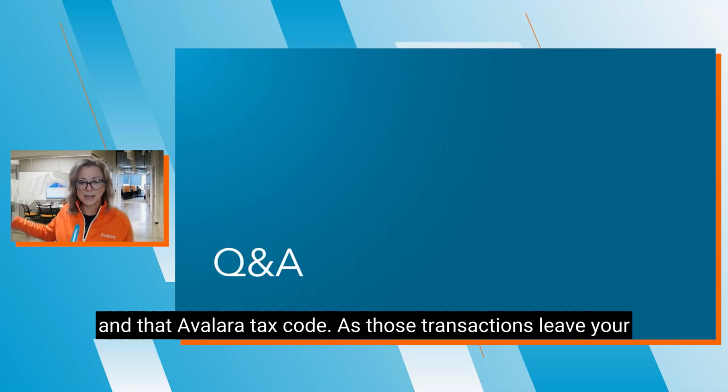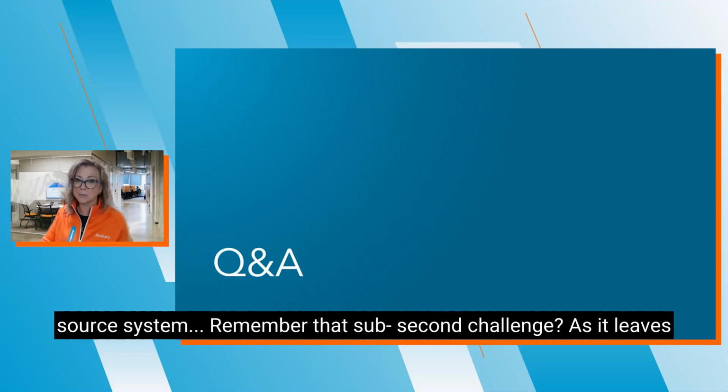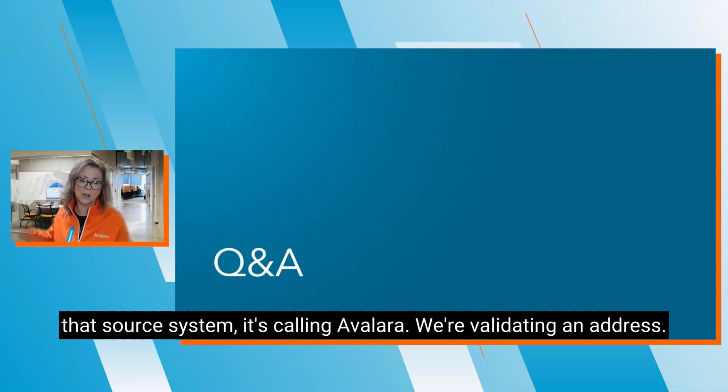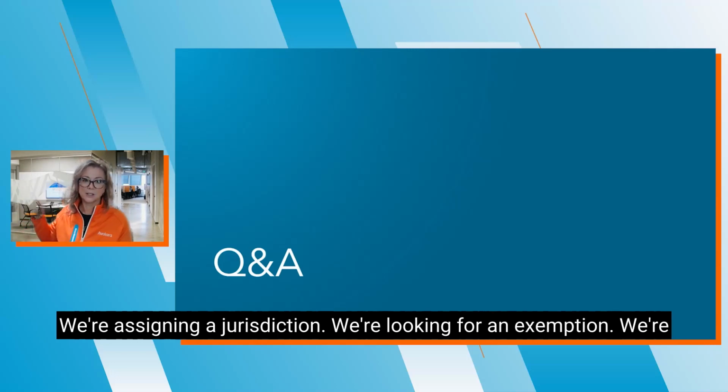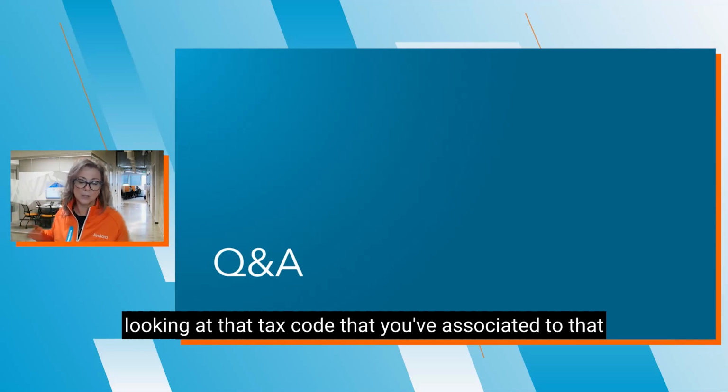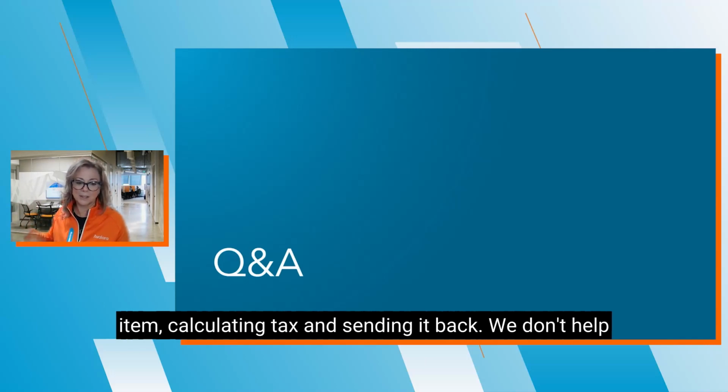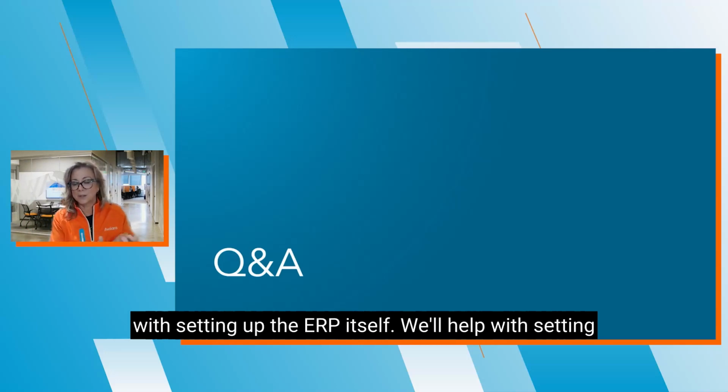As those transactions leave your source system, remember that sub-second challenge? As it leaves that source system, it's calling Avalara. We're validating an address, we're assigning a jurisdiction, we're looking for an exemption, we're looking at that tax code that you've associated to that item, calculating tax and sending it back. So we don't help with setting up the ERP itself.